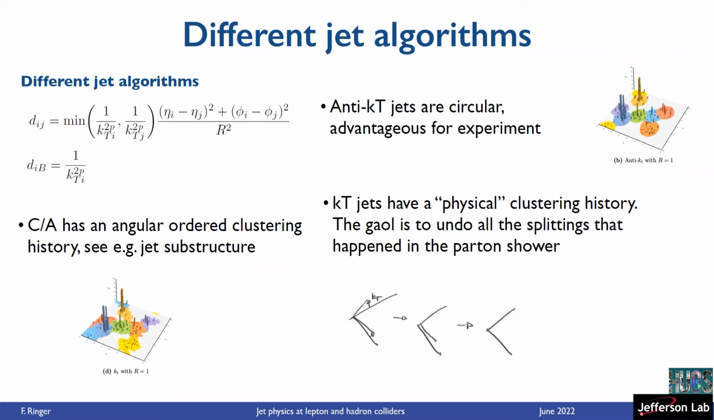So this is the Cambridge-Aachen algorithm. Here, this was ordered in KT. This will be ordered in angles, or basically in distances, right? I basically start with the smallest, and then I look at larger and larger distances. And so that's what is called an angular ordered clustering history. And so that's actually what you often use for jet substructure.